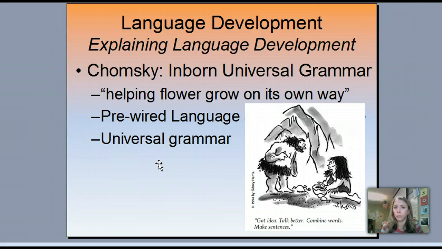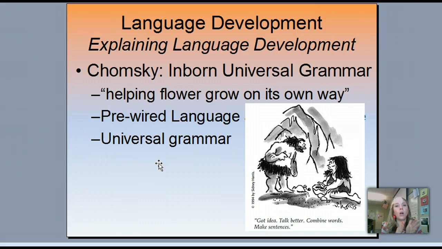And Chomsky thought that it was more of an inborn universal grammar, that language development was more like helping a flower grow along its way, but it's still going to be a flower. He thought that the nature side of it, that we are pre-wired with language in our brains, and that as these natural milestones come along, we're shaped maybe a little bit one way or another, but we're going to develop that language nonetheless. And his evidence for this is something called universal grammar.